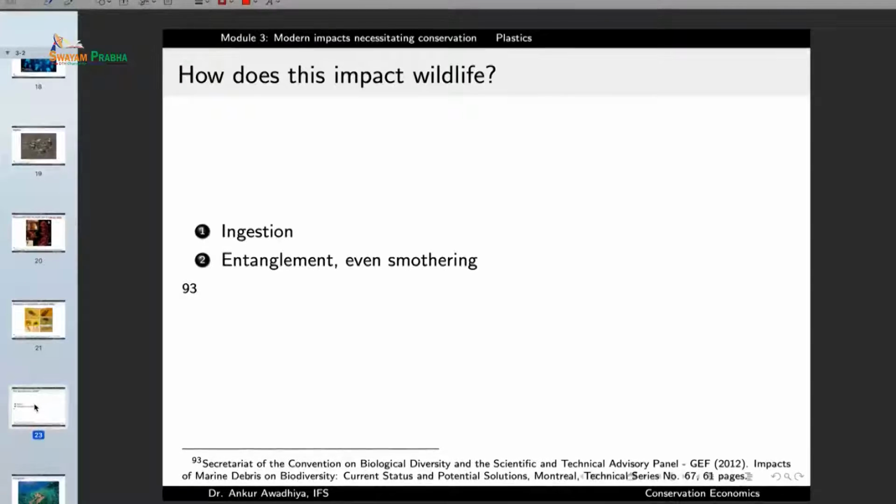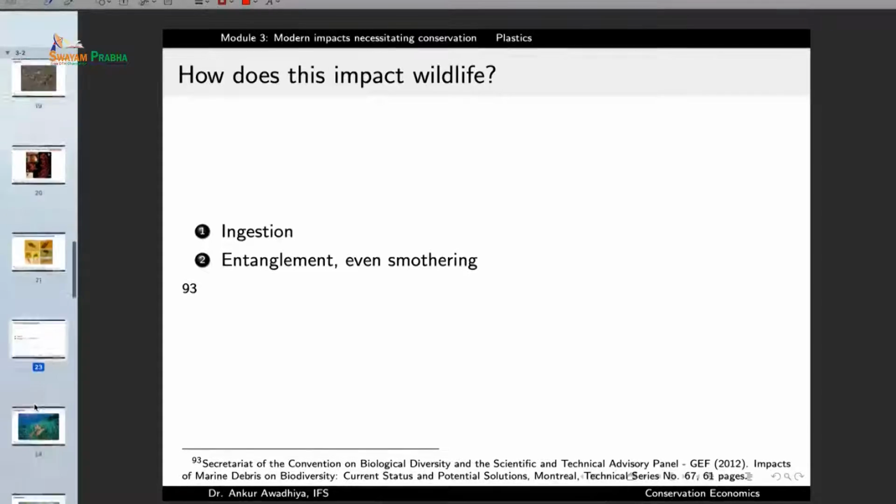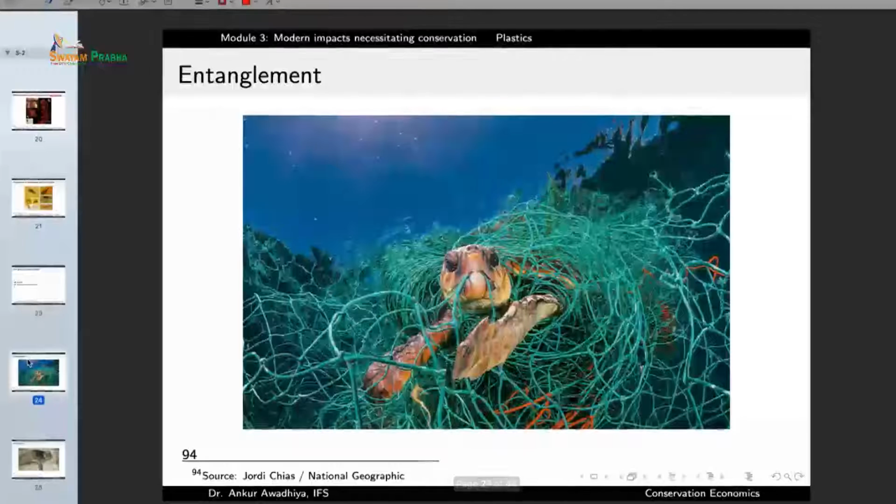Another way they impact biodiversity and wildlife is through entanglement. So, what happens is that the plastics that are left out, so they can be thrown out or probably they get out because of some accidents, and these plastics can act as ghost nets. Now here we can observe that this is a fishing net that is there in the water body, and the fishing net is meant to capture animals. It is very good at capturing animals.